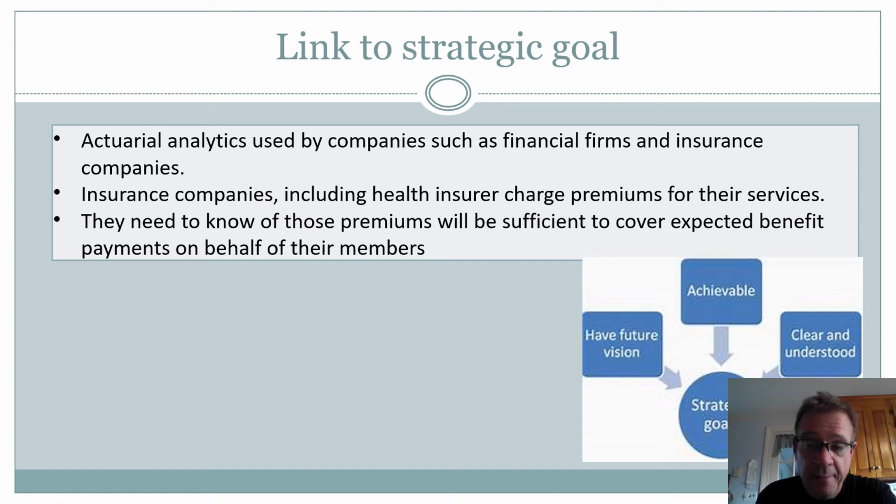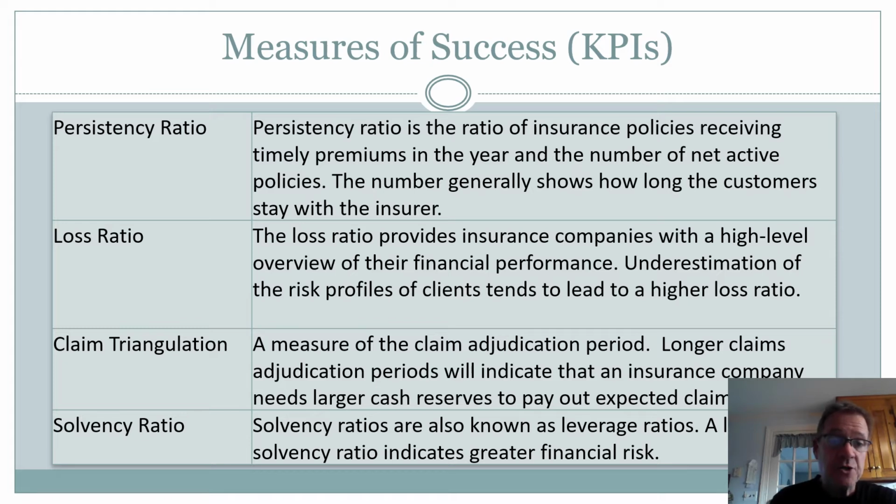So the key element here is, are the premiums being charged sufficient to cover the expected demand in services and benefits that you are paying out for? So there are many KPIs and measures of success, but I want to talk about four here. First is persistency ratio.